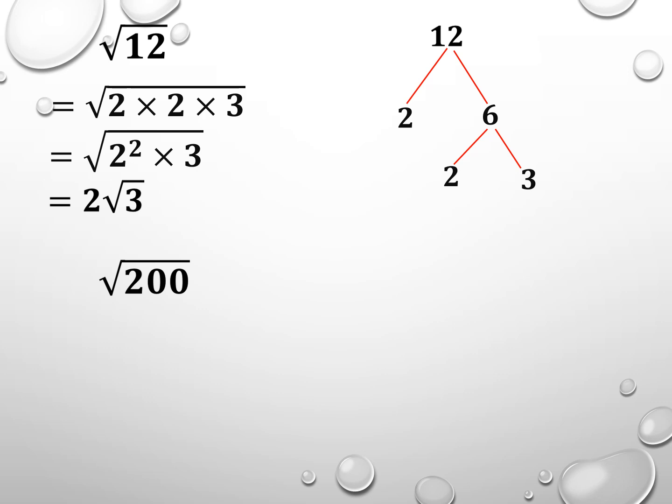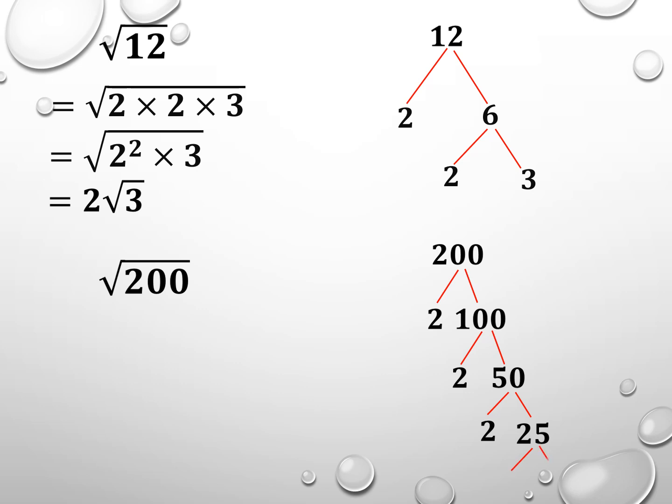Now let us have square root of 200. In here, we are going to use the factor tree again in order to determine the prime factors of 200. So let us start with 2 because it is the smallest prime number that can divide 200. So 2 times 100, and then 100 equals 2 times 50, and 50 is equal to 2 times 25, and 25 equals 5 times 5.